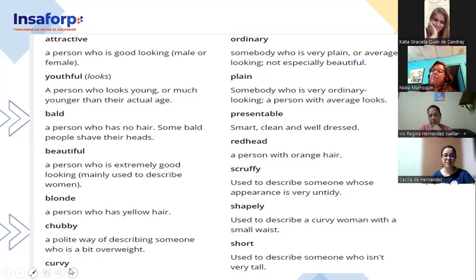All right, we don't have the explanation here, but curvy is only used for women. Why? Because when we refer to the body of a woman, we can say, oh, she's curvy. I think you have an idea what I'm talking about. ¿Sí? Pienso que tienen la idea de lo que me refiero, right? Yes, teacher.